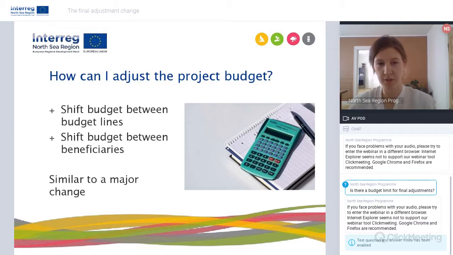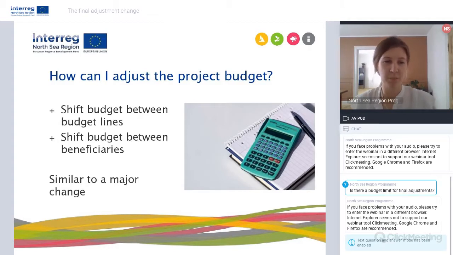So how can I adjust the project budget? There are basically 2 options for this. You can shift budget between the budget lines of one beneficiary, which we also call a minor budget shift, or you can shift budget between different beneficiaries in your project, which we also call major budget shifts. And what's important here is that it's never possible to adjust the total budget of your project. So you should always be sure that the total budget of your project remains the same, although you have maybe shifted budgets between beneficiaries.